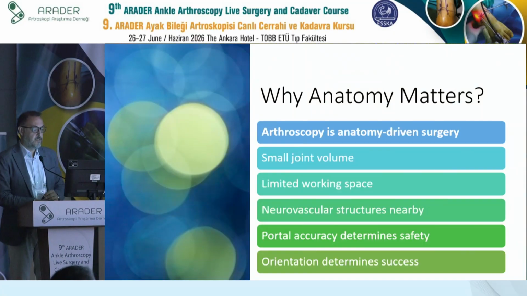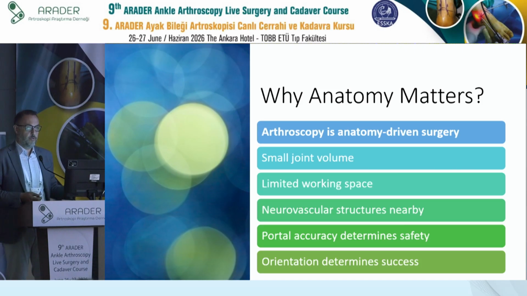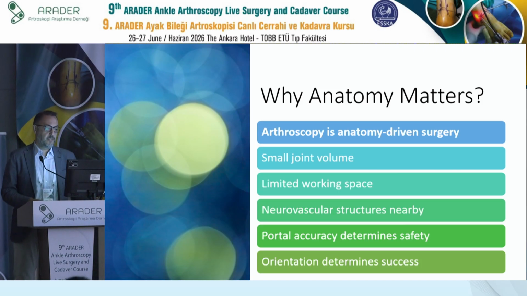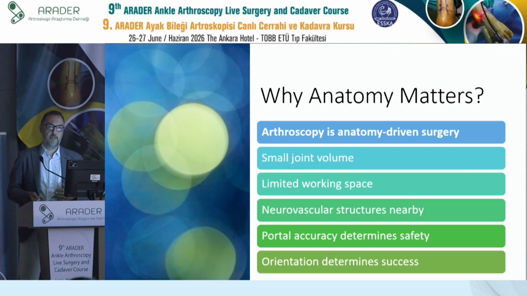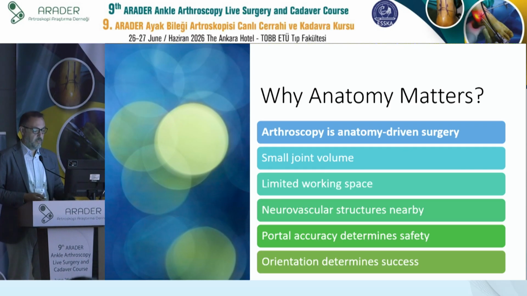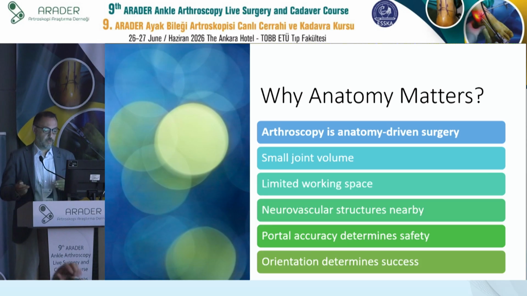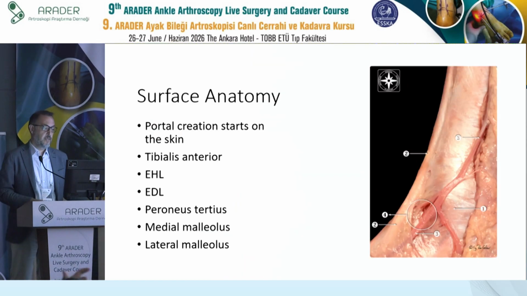Why does anatomy matter? Because arthroscopy is the most anatomy-driven surgery, I believe, in orthopedic surgery. We deal with a small joint volume. We have limited working space. There are too many neurovascular structures nearby. The portal accuracy determines the safety, and the orientation determines the success.